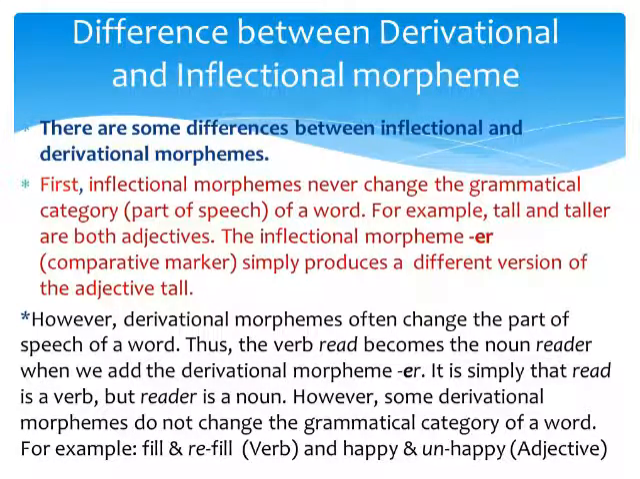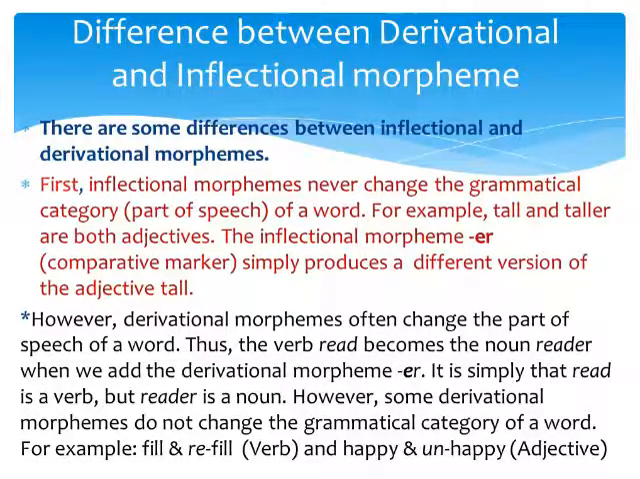So it means that inflectional morphemes do not change the grammatical category of a word. However, derivational morphemes often change the part of speech of a word, like the verb read becomes reader.